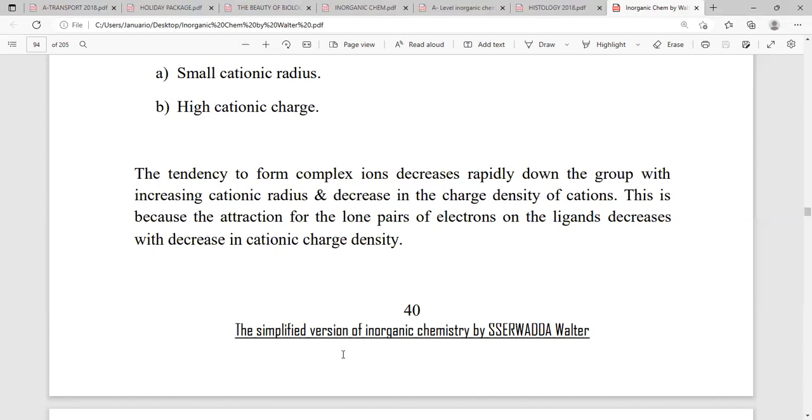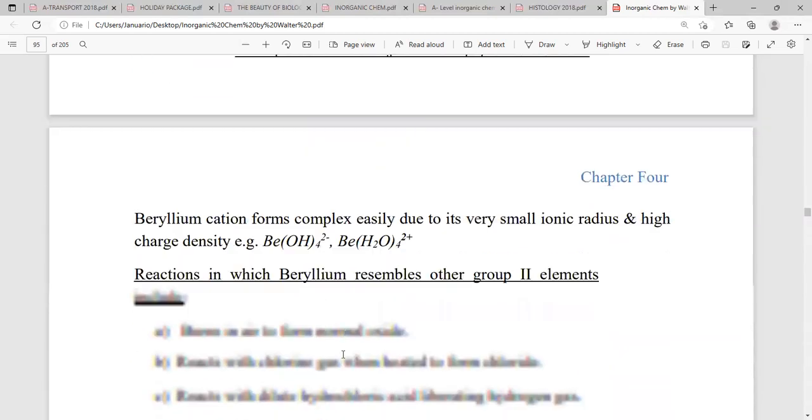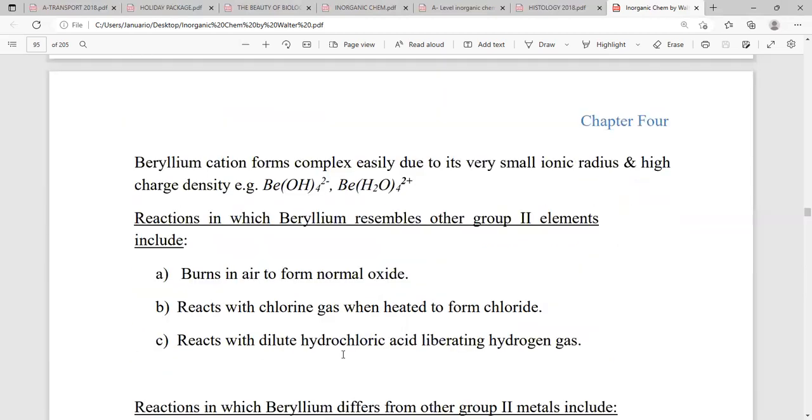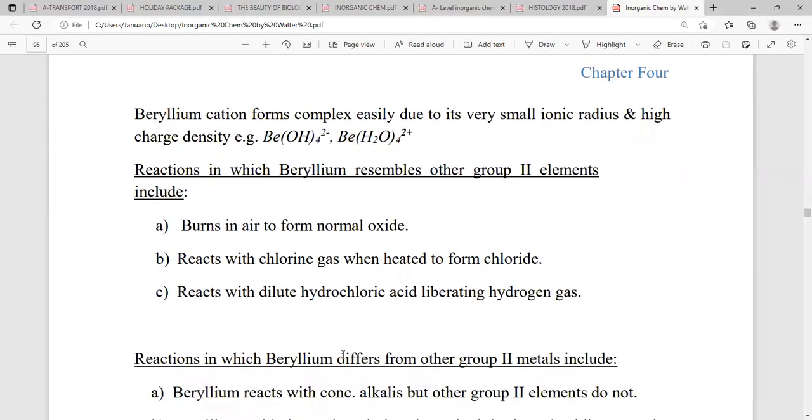As you go down the group in group 2 elements, there is a decrease in charge density and an increase in cationic radius. As a result, the lone pair of electrons that is going to be donated by the ligands will not easily be attracted. Therefore, the beryllium cation forms complexes easily due to its very small ionic radius, hence high charge density. Those are the complexes it normally forms.